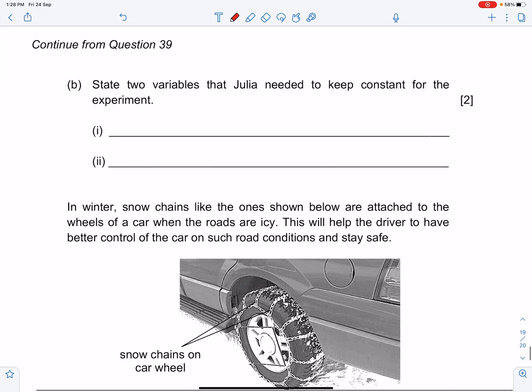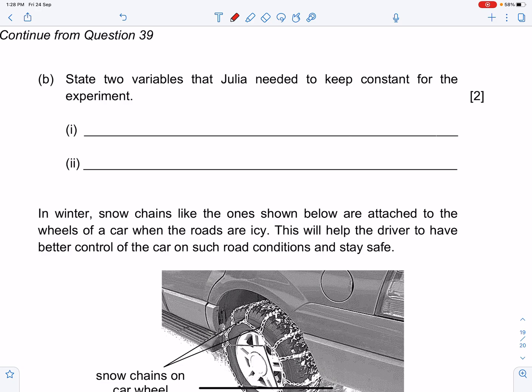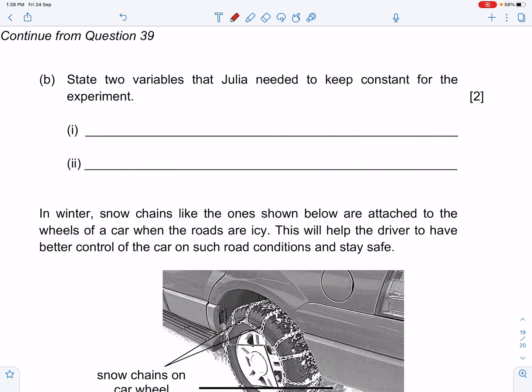Okay, state 2 variables that Julia needs to keep constant for the experiment. So the 2 variables that she'll need to keep constant will be the force applied on the ball, and the second one would be the mass and size of the ball. Very straightforward.